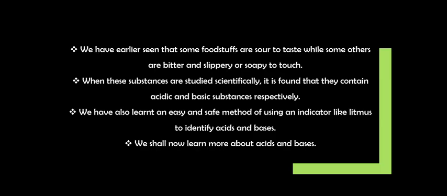So let us start. Now, in previous years, you have learnt already that some foodstuffs are sour to taste, whereas some are bitter and slippery and soapy to touch. Now, when we studied these substances, we found out that they contain certain acidic and basic substances respectively. Also, we have learnt how to use an indicator and find out which substances are acidic and which substances are basic. Now let us learn more about acids and bases.